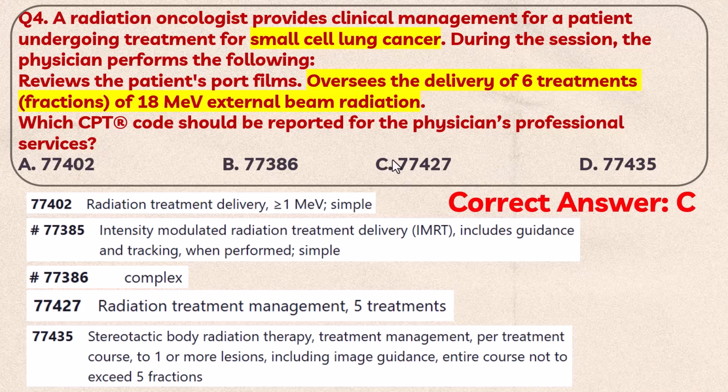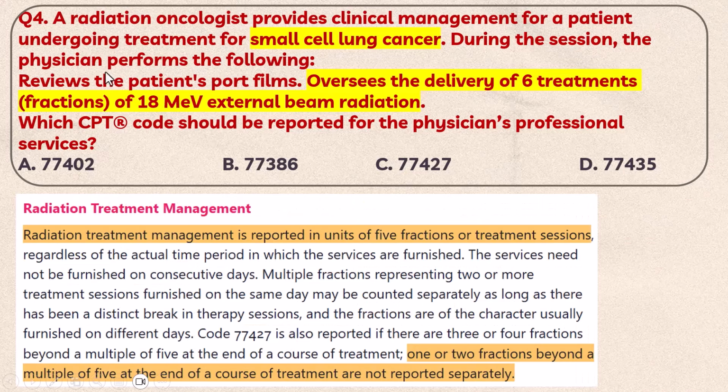The answer is C. The reason is, when you read the code description in the CPT code book, you can see the radiation treatment management. The radiation treatment management is reported in units of 5 fractions or treatment sessions. 1 or 2 fractions beyond a multiple of 5 at the end of a course of treatment are not reported separately. So here 6, that is only one additional fraction, so that is not reported separately. So the correct coding will be 77427. So the correct answer is answer C.